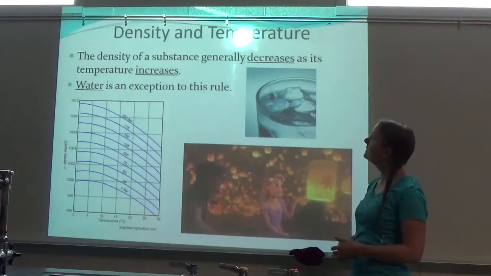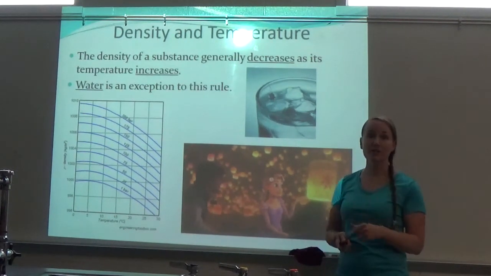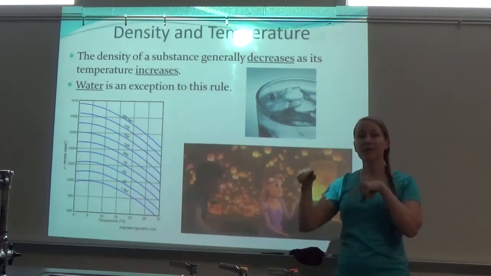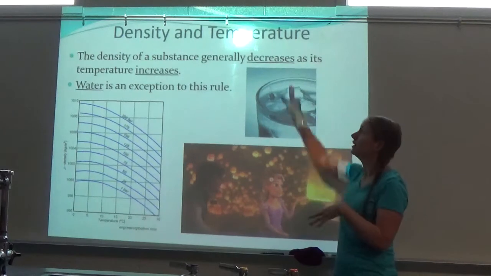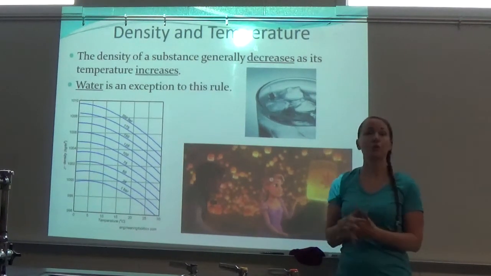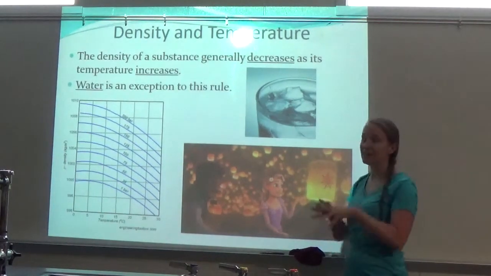The density of a substance generally decreases as its temperature increases. However, water is an exception to this rule. So ice is colder than liquid water. So technically, according to this rule, it should sink. But we all know that ice floats. We'll learn in a later chapter why that happens, but it's based off of hydrogen bonding and the arrangement of the structure of ice.